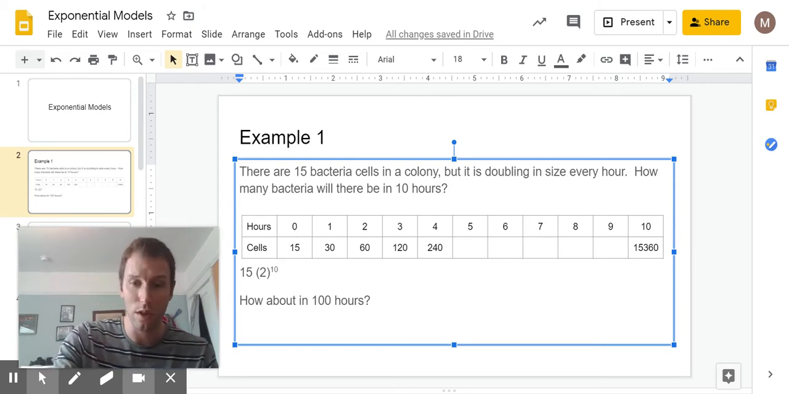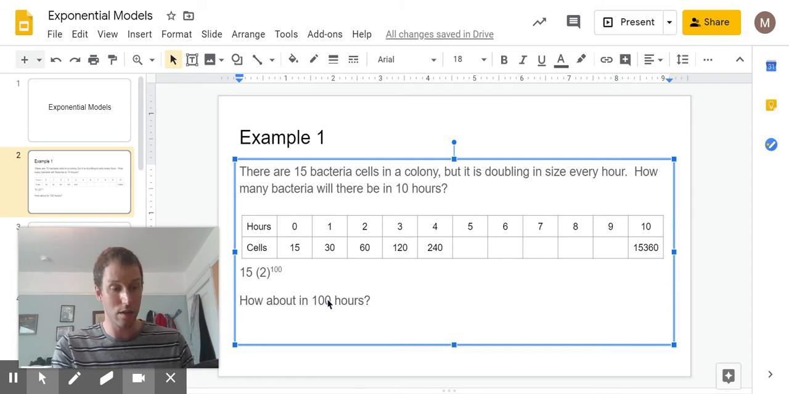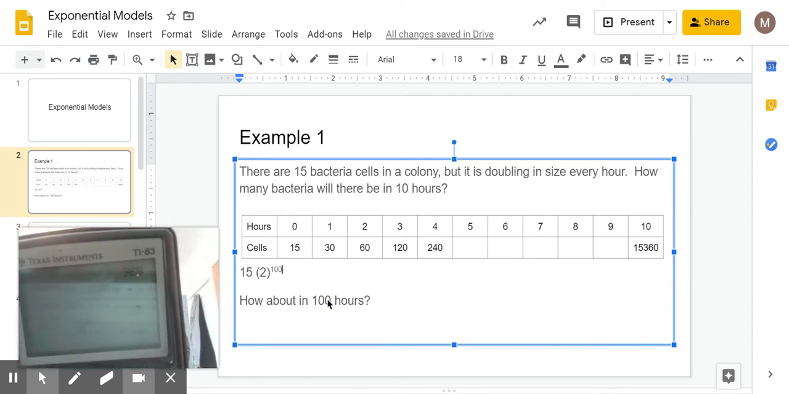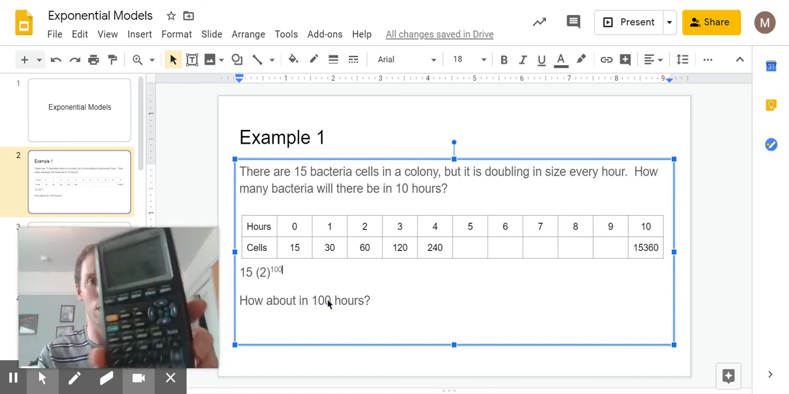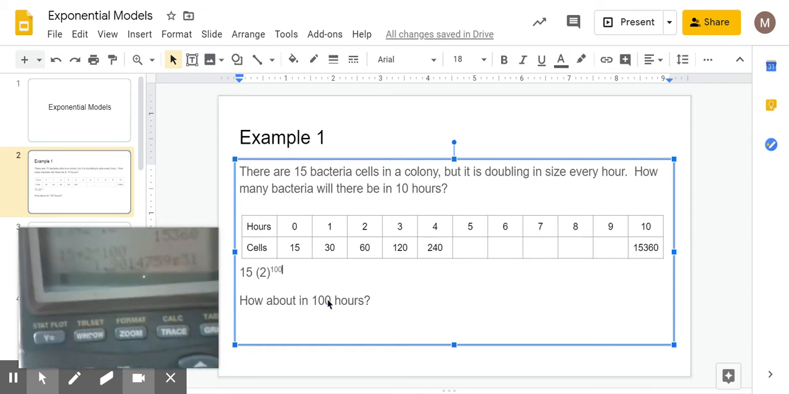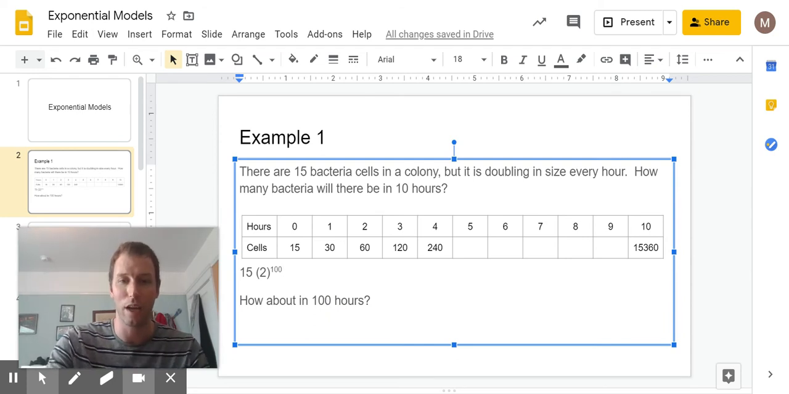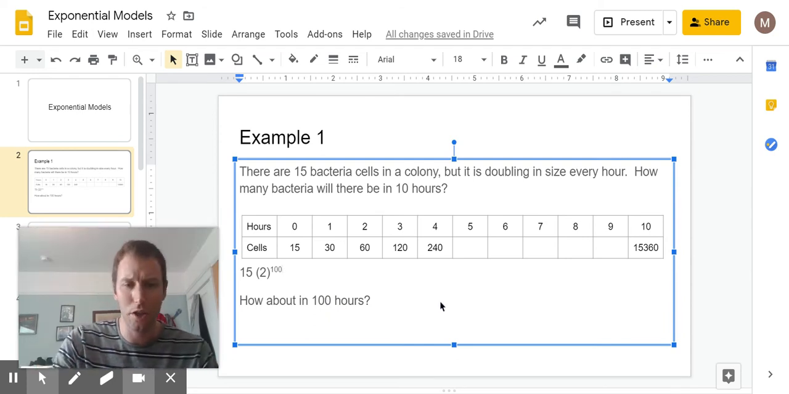If I then want to answer this question of 100 hours, it's easy. Let's just make that 2 to the 100th, which is a really big number. There's a times 10 to the 31 in that number. There we go. Really big number. That's a lot of bacteria, probably taking over the world at that point. So that's kind of your little introduction to exponential models.